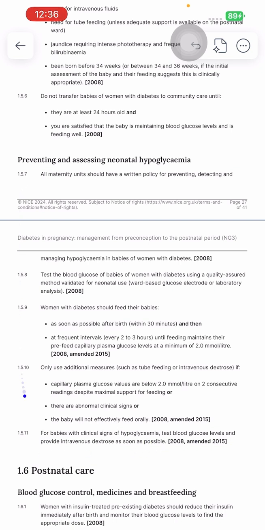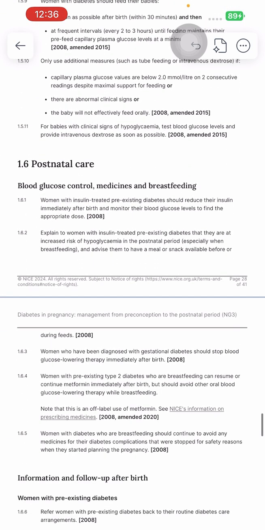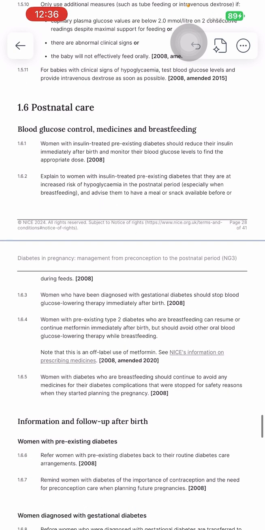So we routinely follow this protocol. They said that the mother should start her feed as soon as possible after the baby is born, and feed at intervals of 2 to 3 hours to maintain the baby's blood glucose level above 2. If the blood glucose level is below 2, then you have to admit the baby and usually start IV dextrose as soon as possible.